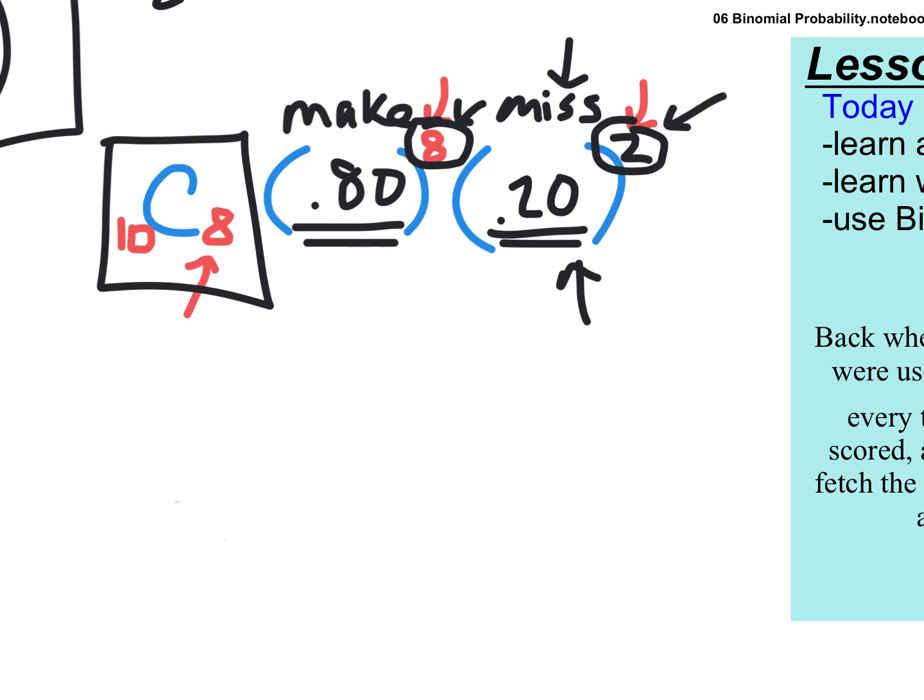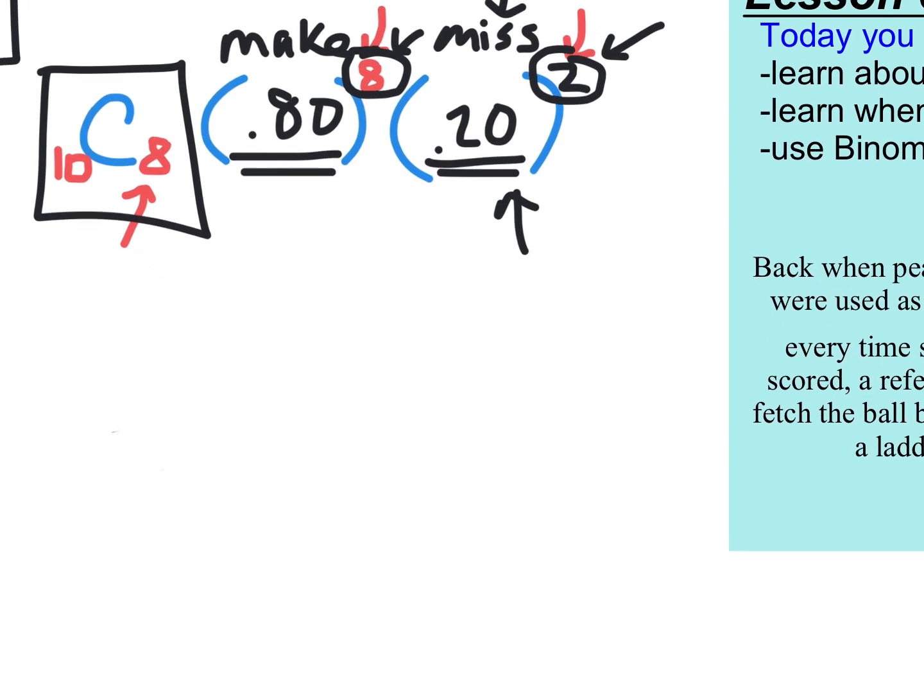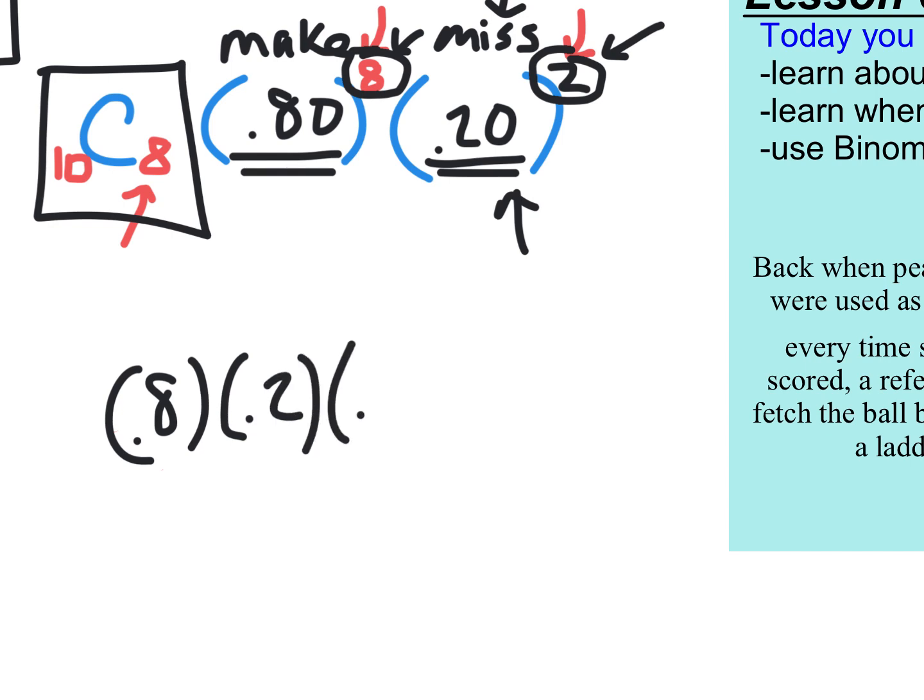Let me explain. That's how many ways you could make them or miss them. Let me just write out one of them. Here's one way. They get their 10 shots. 80% chance because they made it. What if they missed their second one? Then they made their third one. And they missed their fourth one. And then they made all the rest of them.